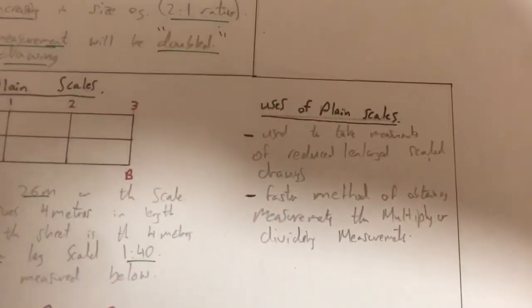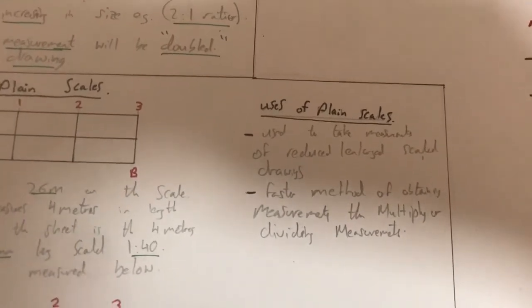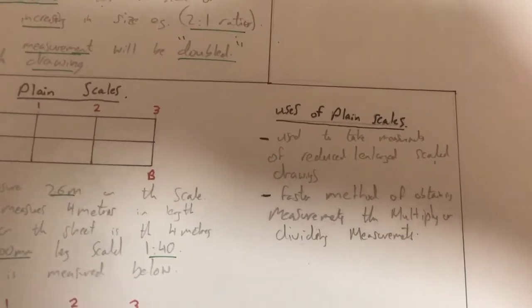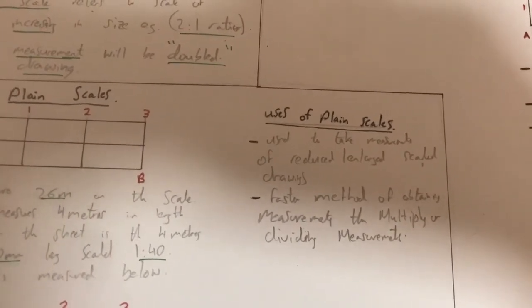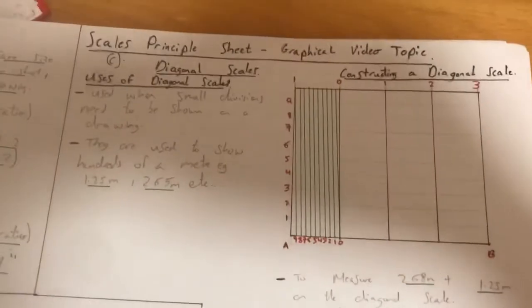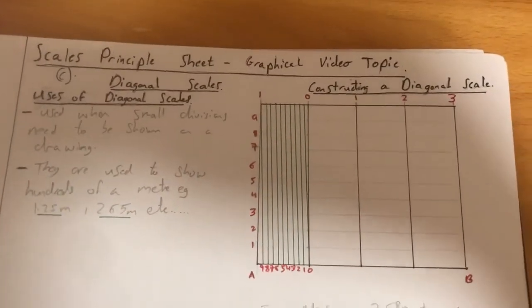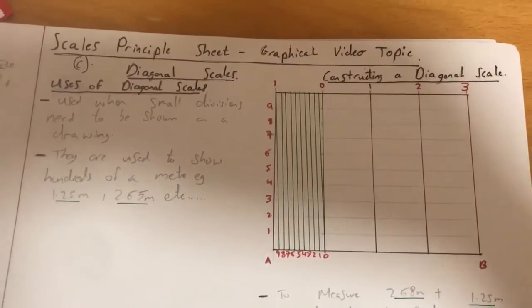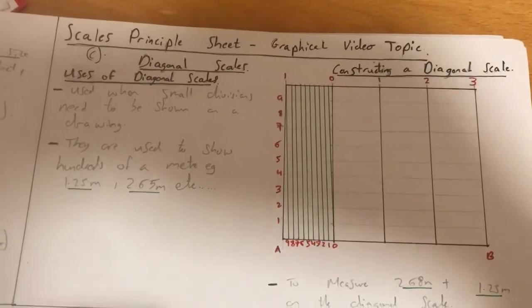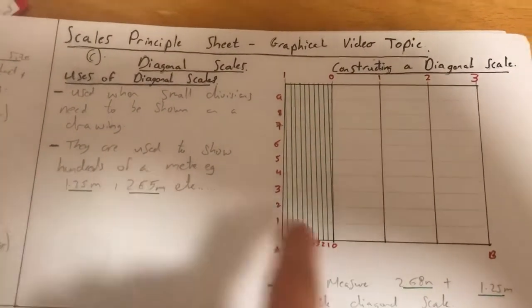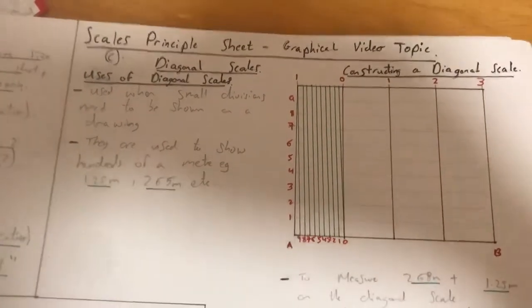So that's the plane scale. Now, why do we use a plane scale? It's a faster method of obtaining measurements rather than multiplying or dividing numbers, and we use them to take measurements of reduced and large scale drawings. Now, this is an example of a diagonal scale. Now, as I said before, diagonal scales are used to measure to within 1/100th of a meter. So 1.25 meters or 2.65 meters here. And these are the measurements we're going to measure to.